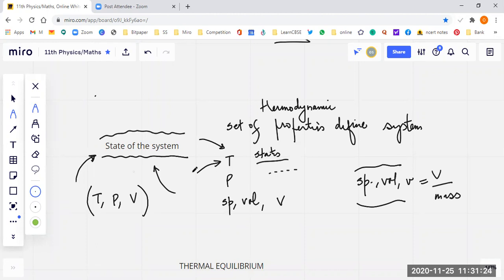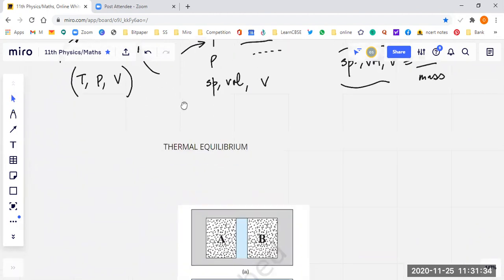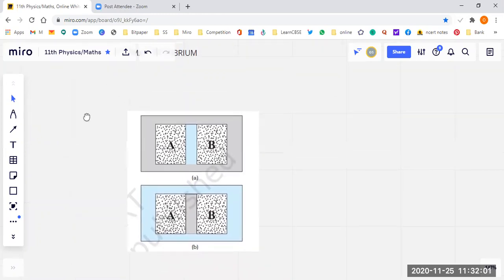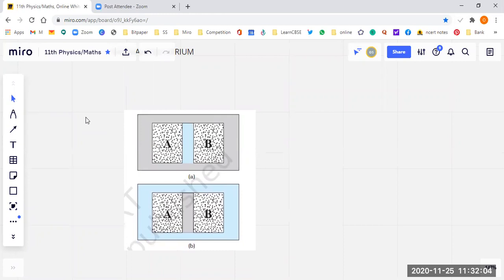Okay. So students, having defined state of the system, let's go further. Now we talk about what is thermal equilibrium. All right students, what is thermal equilibrium? Now students, we talk about two systems, system A and system B. Now this is first case in which the system A and system B are separated by a adiabatic wall.